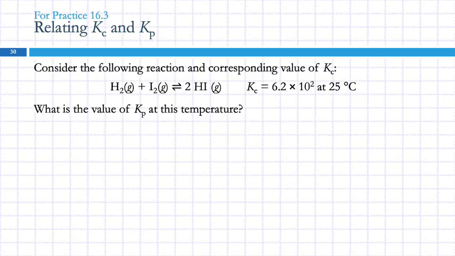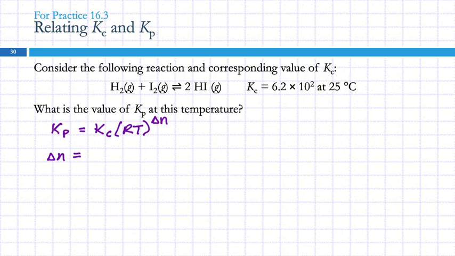Okay. Consider the following reaction and corresponding value of Kc. What is the value of Kp at this temperature? Well, the equation we would use for this is Kp is equal to Kc times RT to the delta N. So, first thing we should do is find out what delta N is for this reaction.